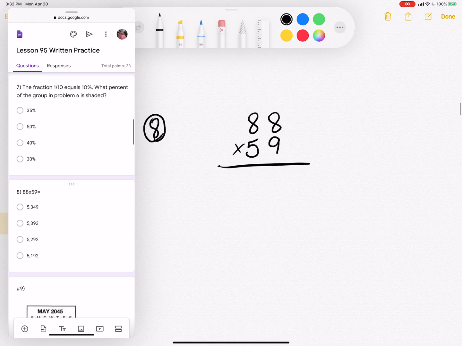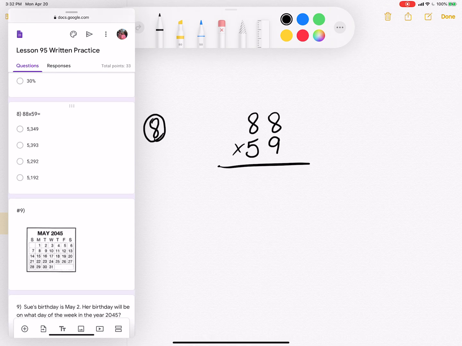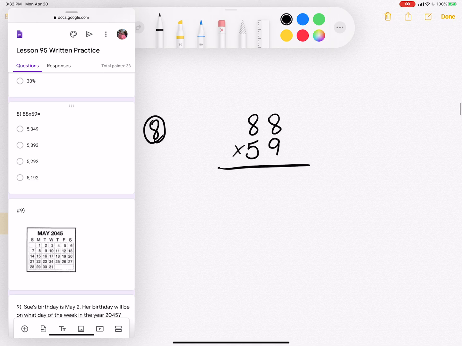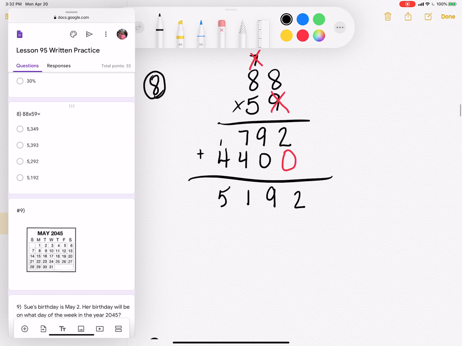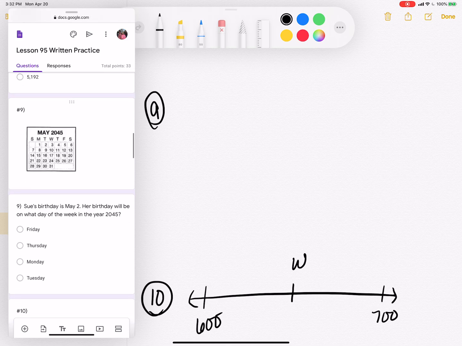88 times 59 on number 8. 8 times 9 is 72, right? Write your 2, carry your 7. 8 times 9 again is 72, plus 7 is 79. Do those 3 things. 1, 2, add a 0. 5 times 8 is 40. Carry your 4. 8 times 5 is 40 again. Add 4 and you get 44. Add them up. 2, 9, 7 and 4 is 11. 5,192 on number 8.